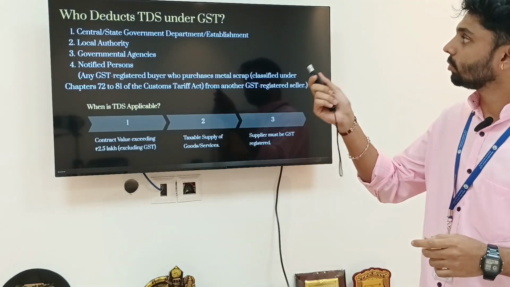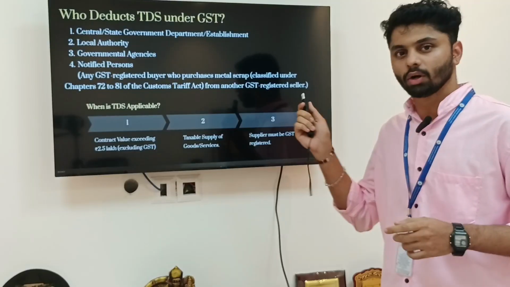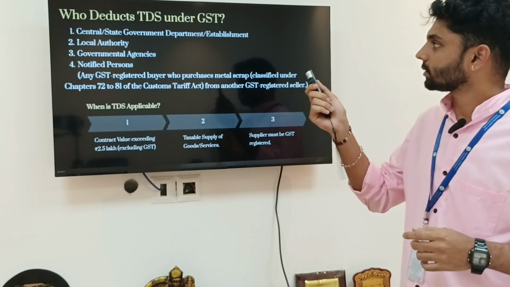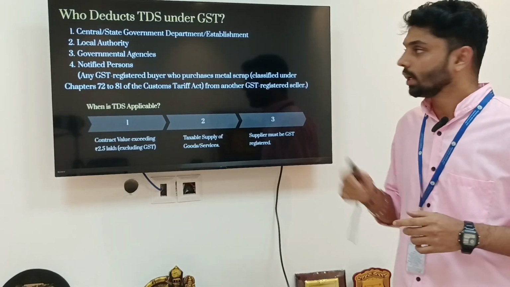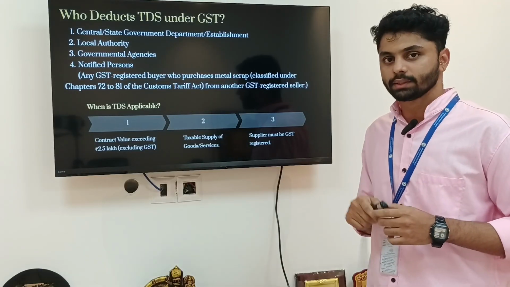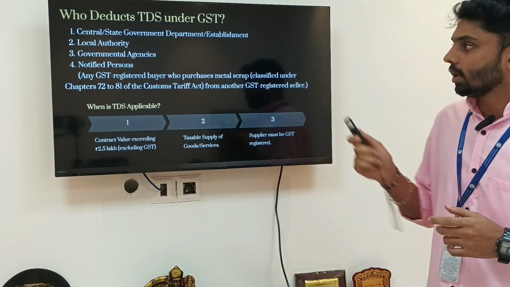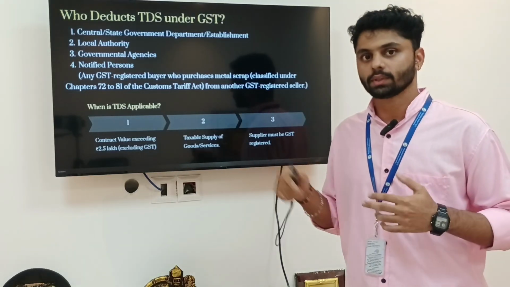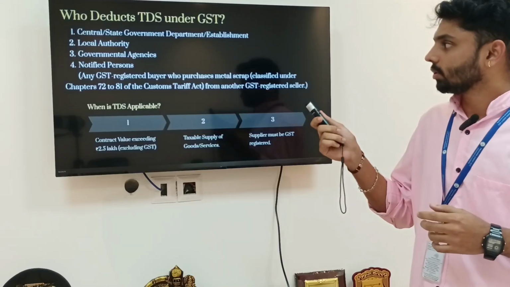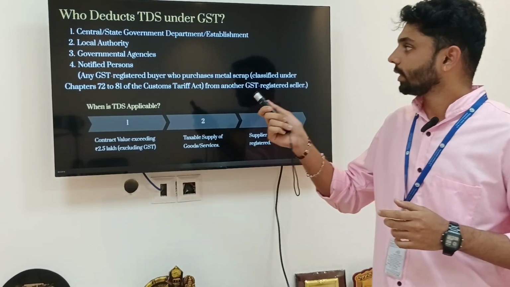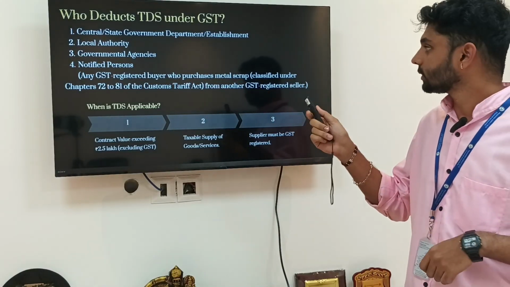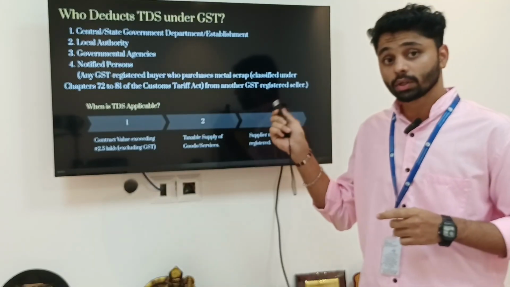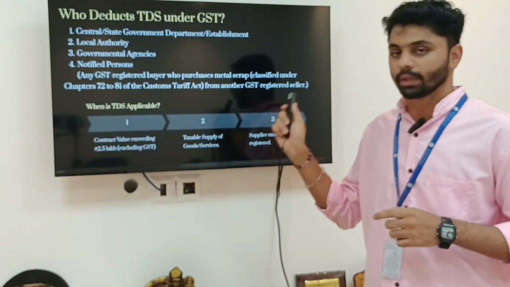So let's see who deducts tax. It's mainly government authorized personnel or government controlled entities, that is central and state government departments or establishments, local authorities, government agencies and notified persons. It includes public sector undertakings and any other local authority which is controlled by government. As per a recent amendment, there is also any GST registered buyer who purchases metal scrap from another GST registered seller, and this is not government controlled. This is any registered buyer.